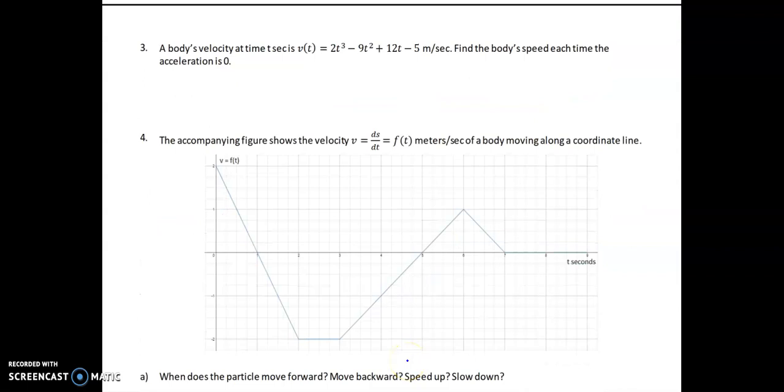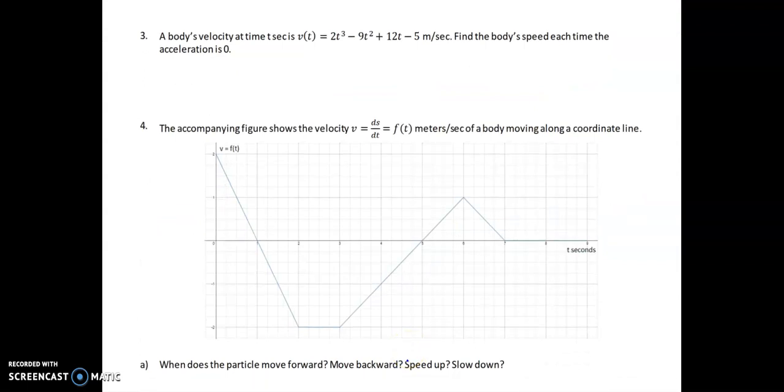A body's velocity at time t seconds is v(t) = 2t^3 - 9t^2 + 12t - 5 meters per second. Find the body's speed each time the acceleration is 0. So first thing we've got to do is figure out when our acceleration is 0.